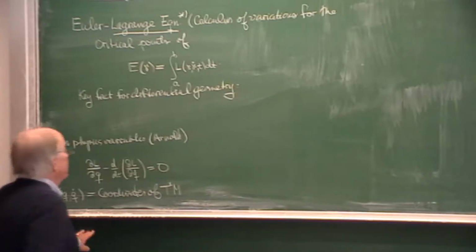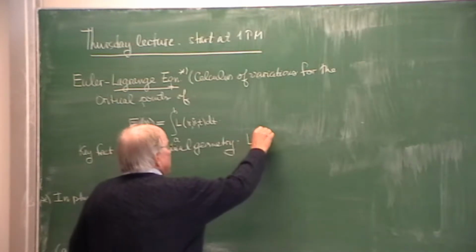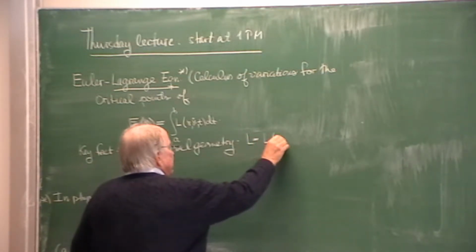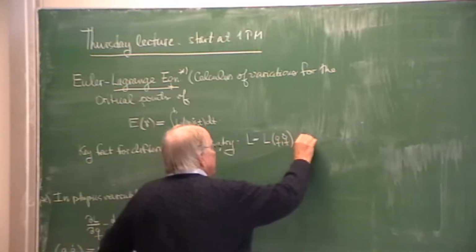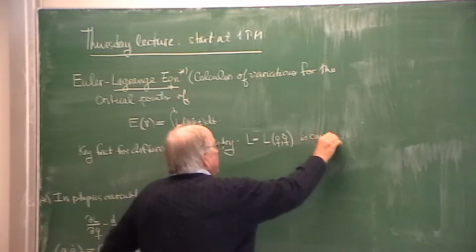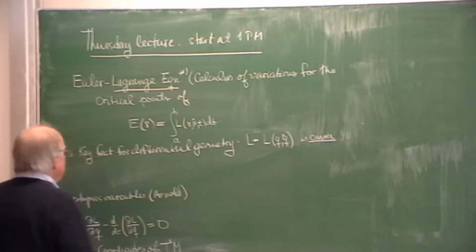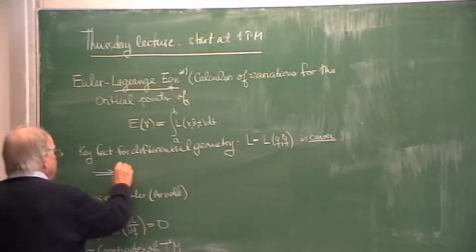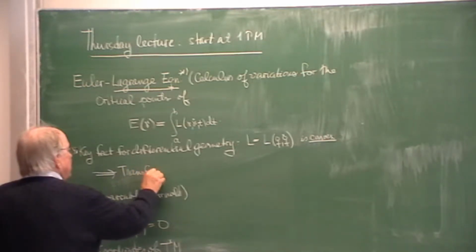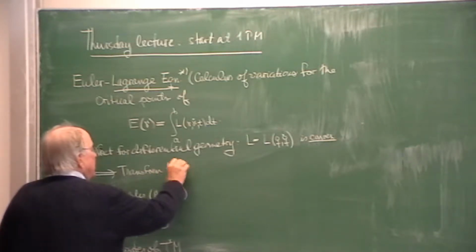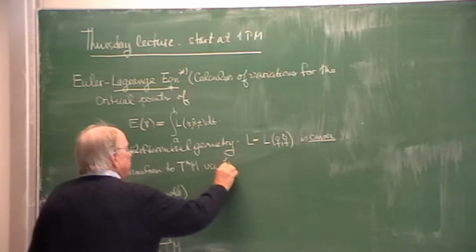And the key fact for differential geometry is that L, which I'll write in physics variables, is convex, and therefore we can apply the Legendre transformation, which is a general idea. It implies that we can transform the cotangent bundle with Legendre. The Legendre transformation.